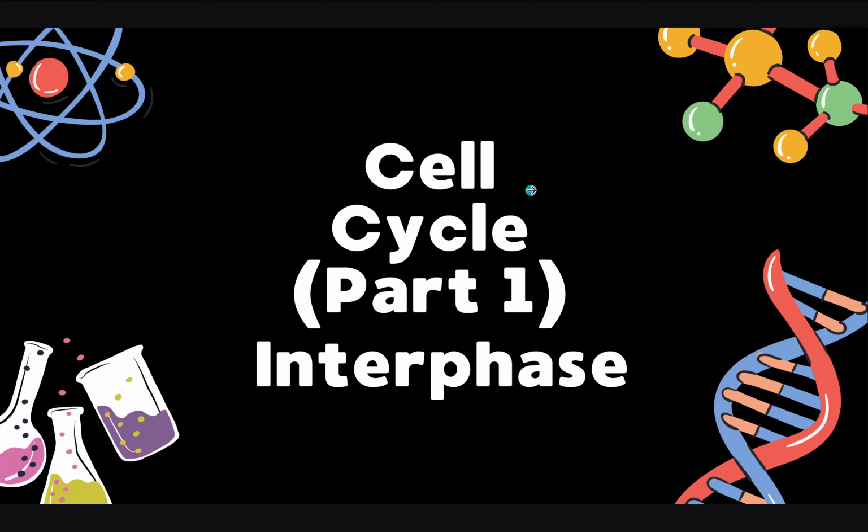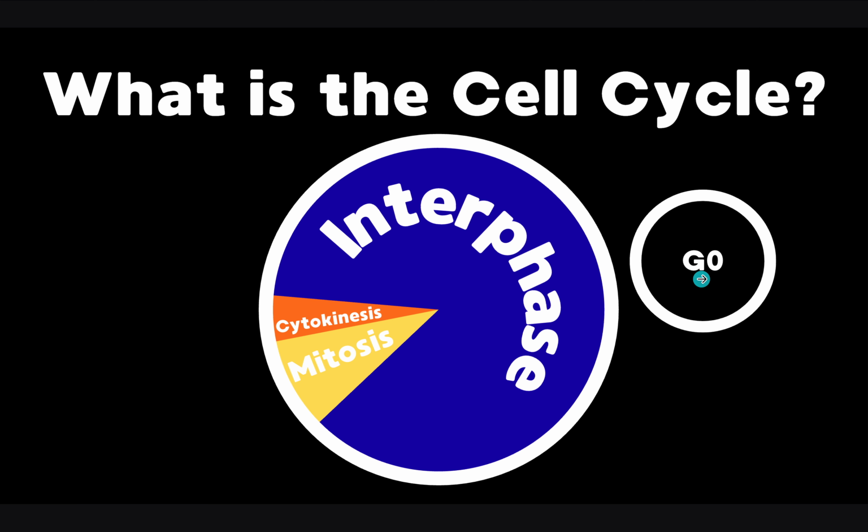Alright, hello everyone. Today I'm reviewing interphase, which is the first and longest stage of the cell cycle and prepares the cell for division. This is part 1. So what is the cell cycle? The cell cycle is basically the series of events that a cell goes through to grow and to divide. And to do this, it has 3 main parts: interphase, mitosis, and cytokinesis.